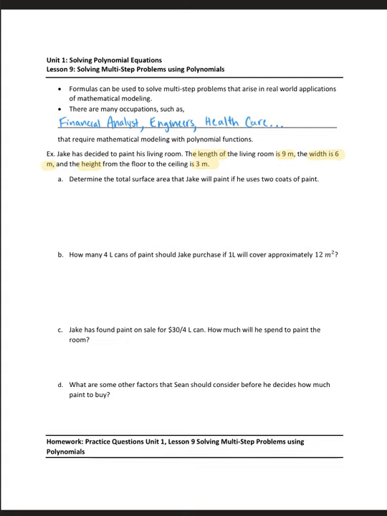So if we were going to draw this room, we're going to draw the room. Something like that, right? It says that the length of the living room is 9 meters, so we'll put 9 meters here. It says the width of the room is 6, and the height is 3. So determine the total surface area that Jake will paint if he uses 2 coats of paint.